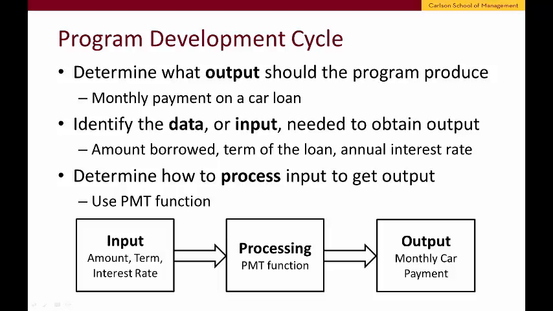In our simple payment calculator, we want to calculate the monthly car payment, so that is our output. What data do we need so we can do that? We need the amount borrowed, the term of the loan, and the interest rate our customer will be charged for borrowing that money. So there are three pieces of input needed to produce one output. The processing, in this case, is a math formula implemented in the PMT function, the same one you might have seen in Excel in your Intro Finance class.